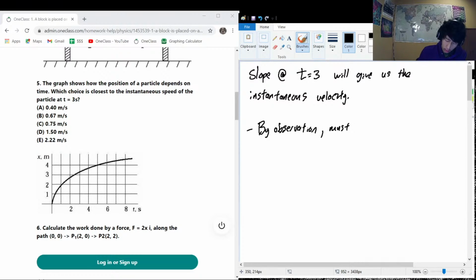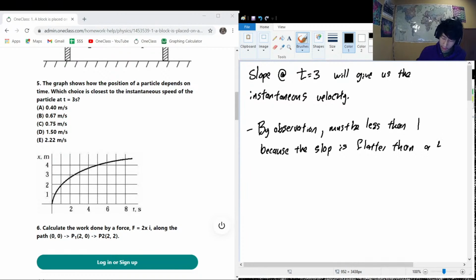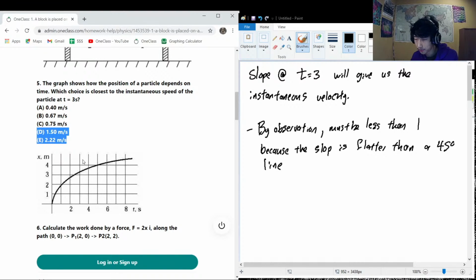it must be less than 1 because the slope is flatter than a 45-degree line. Okay, so that's instantly going to disqualify D and E.